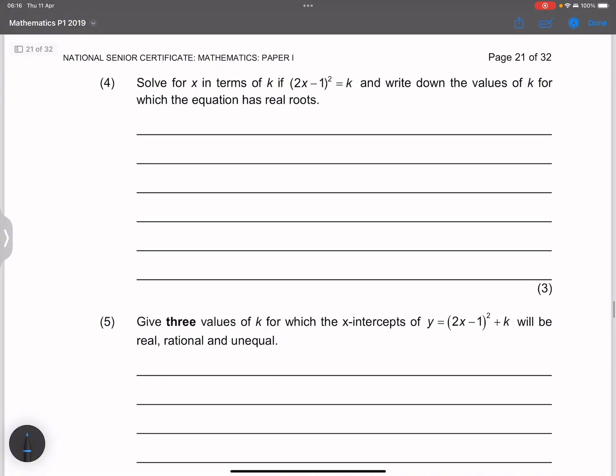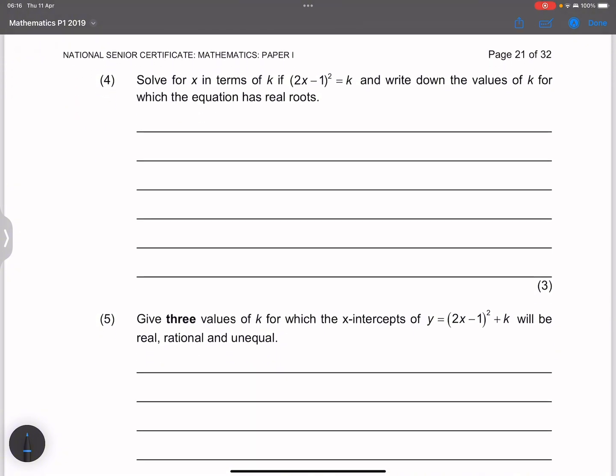They say solve for x in terms of k, if (2x minus 1) all squared is equal to k, and write down the values of k for which the equation has real roots. Now, they said solve for x in terms of k, right? So which means we're going to say 2x. We've already done this. So that's 4x squared minus 4x plus 1. Let me write this nicely.